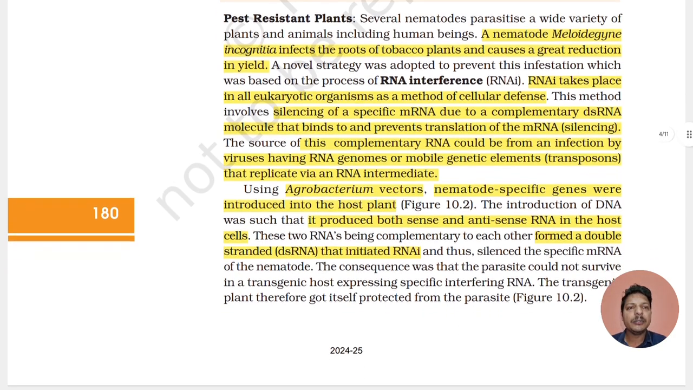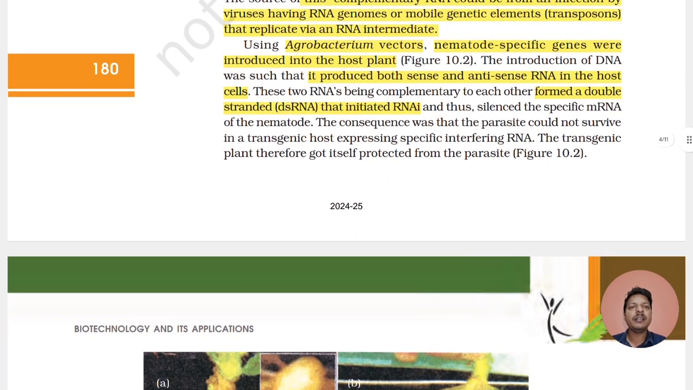And then using Agrobacterium vectors, nematode specific genes were introduced into the host plant. The introduction of DNA was such that it produces both sense and antisense RNA in the host cell. These two RNAs being complementary to each other form a double-stranded RNA that initiates RNA interference and thus silences the specific mRNA of the nematode.